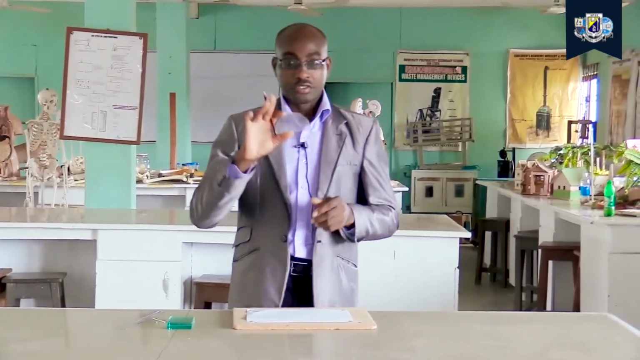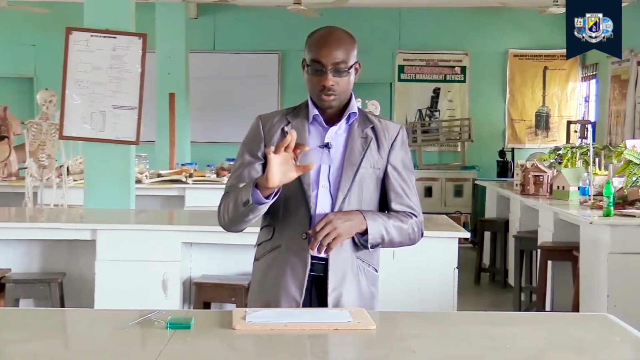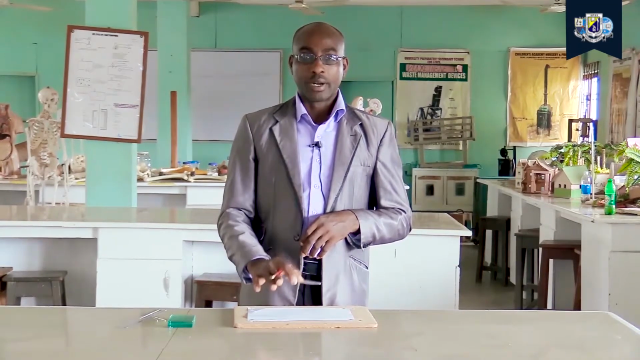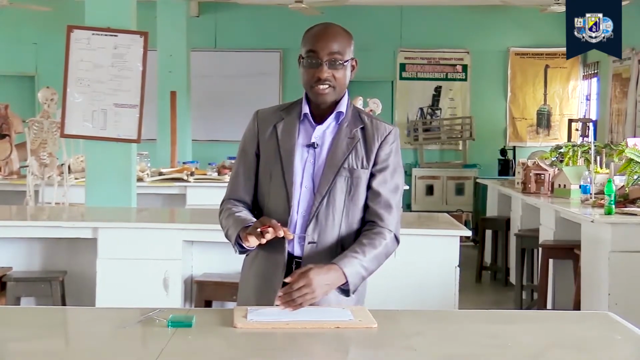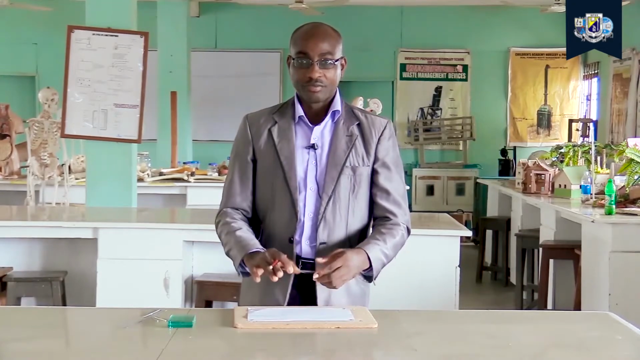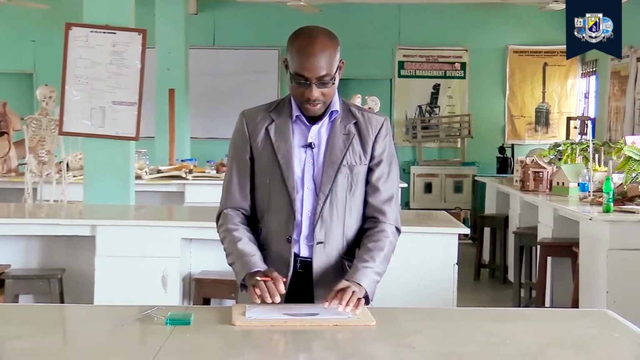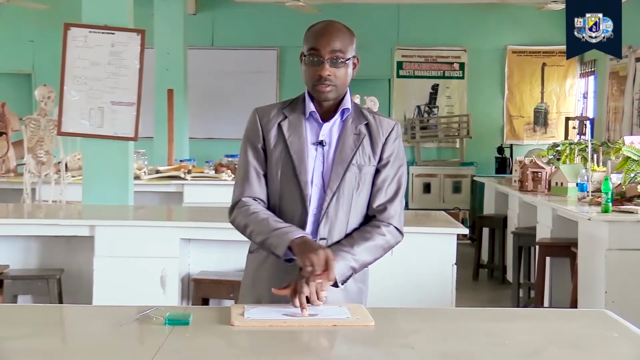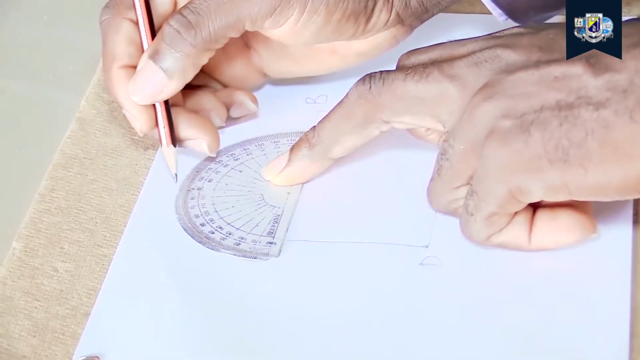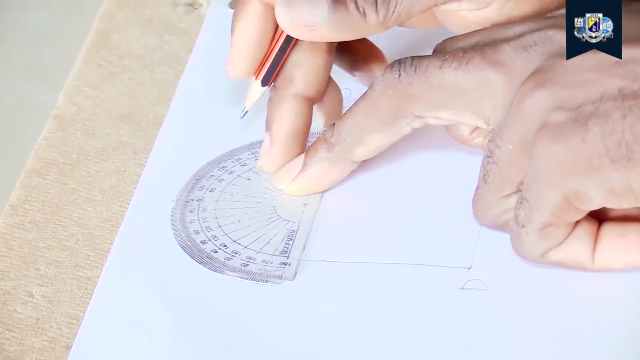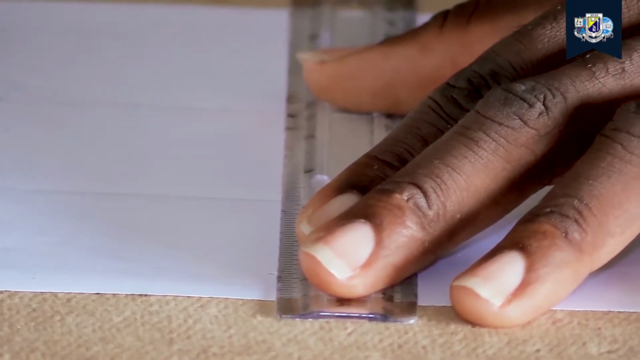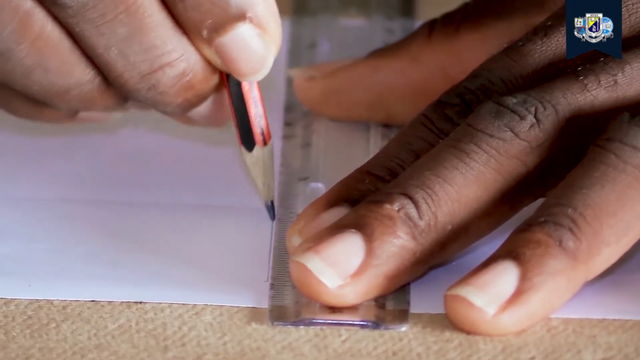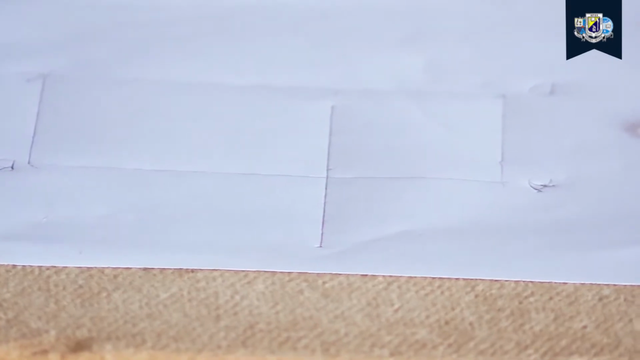Next, you use the protractor to draw a normal at the face AB of the outline. You place the protractor at the face AB and draw a normal there. I use my ruler to draw the normal, which should be a straight line, a vertical line. That's the normal.